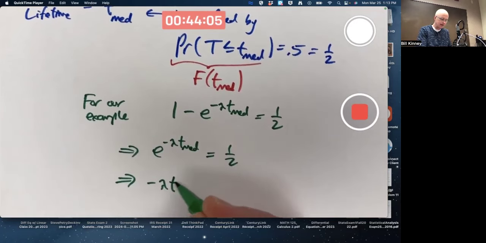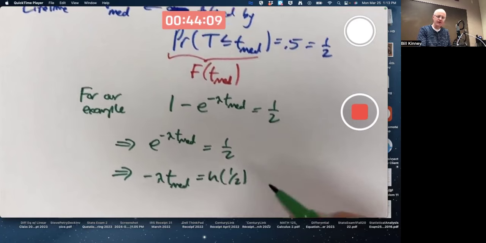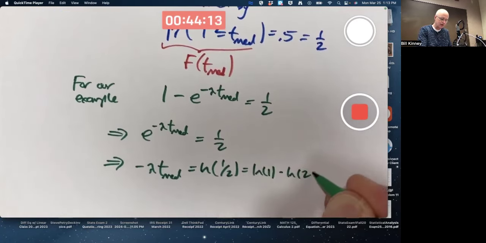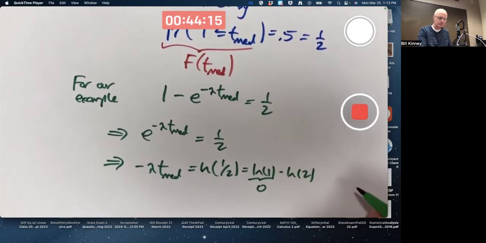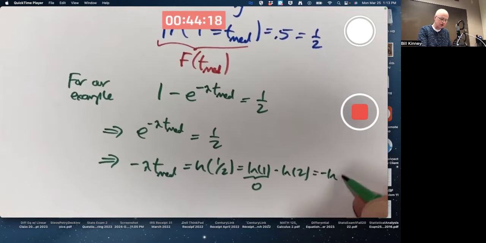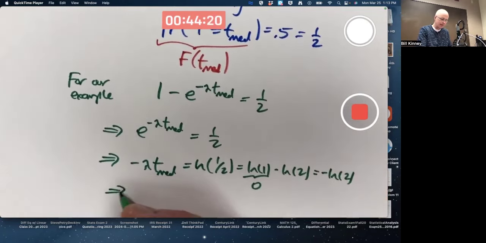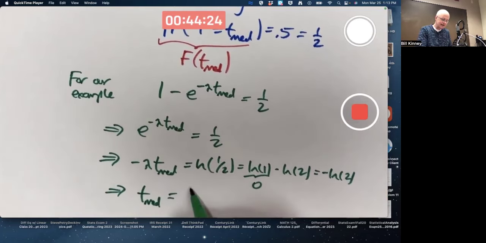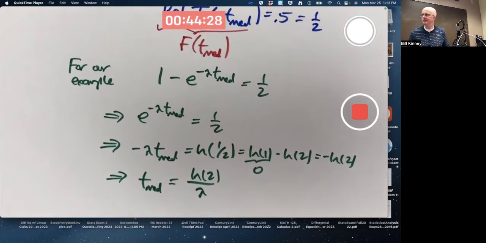Negative lambda times t med is the natural log of 1/2. By a property of logarithms, that's ln of 1 minus ln of 2. ln of 1 is 0. This is negative ln of 2. And that means t med, the median, is ln of 2 divided by lambda. The negative signs canceled.